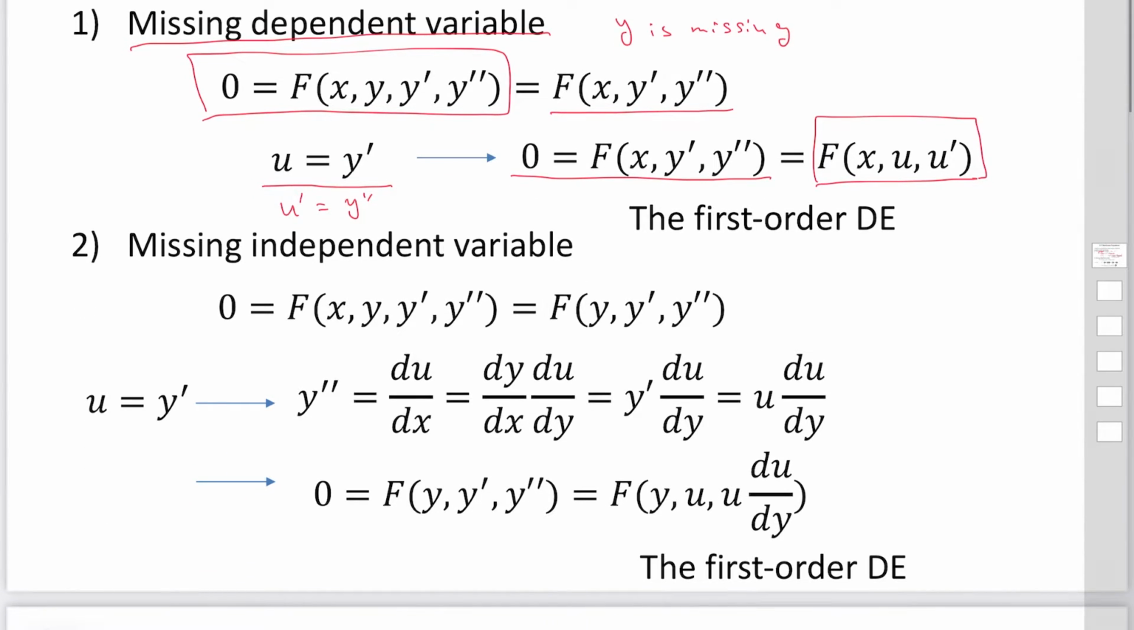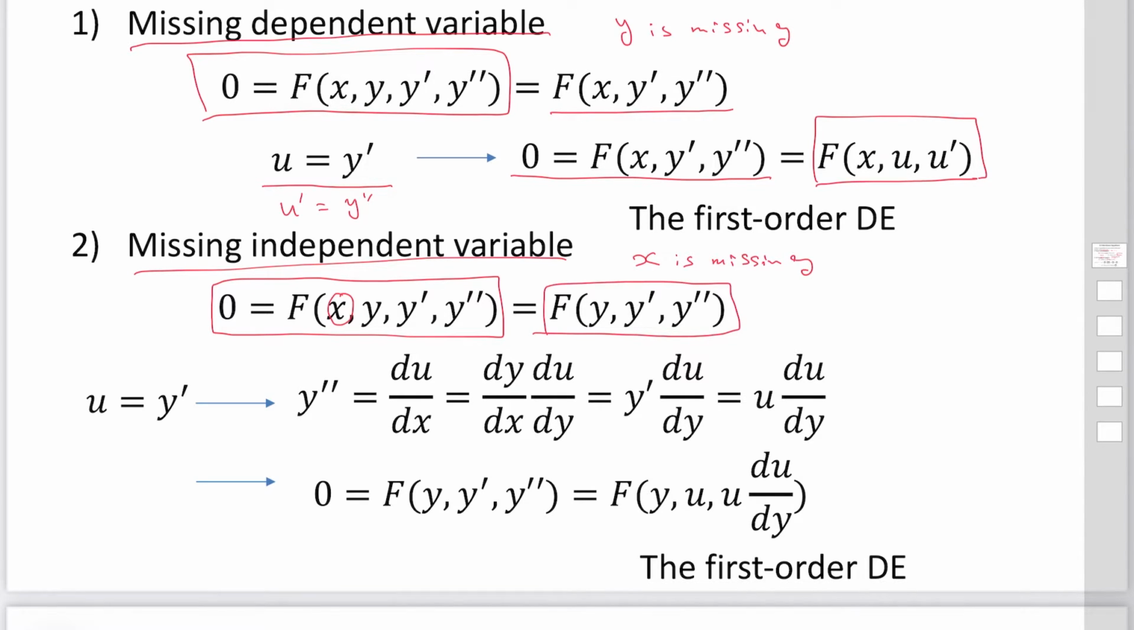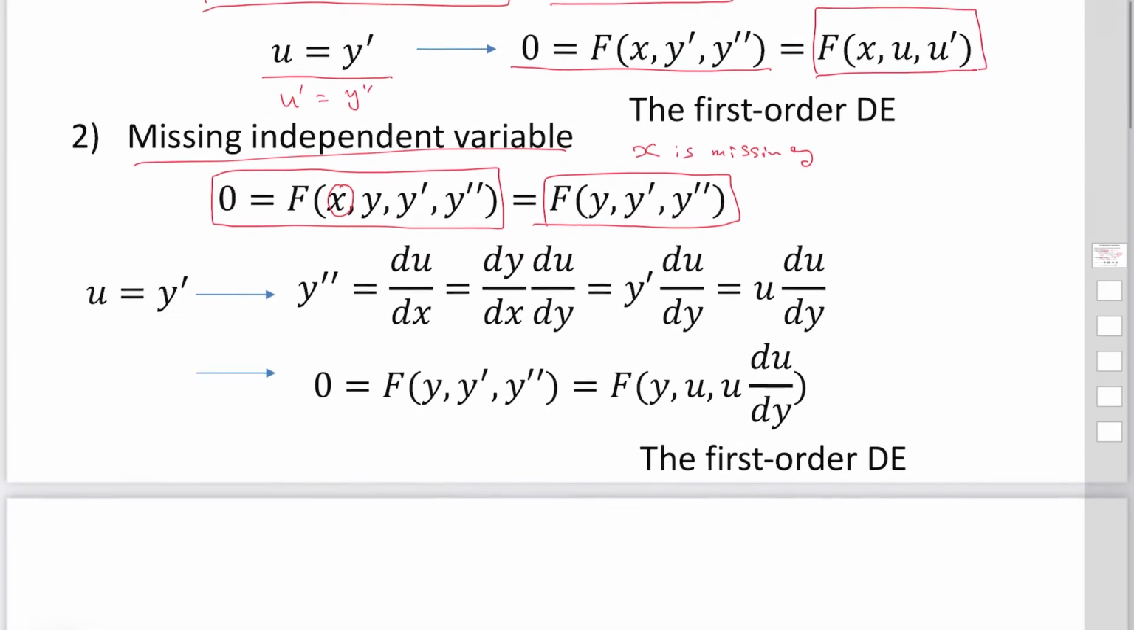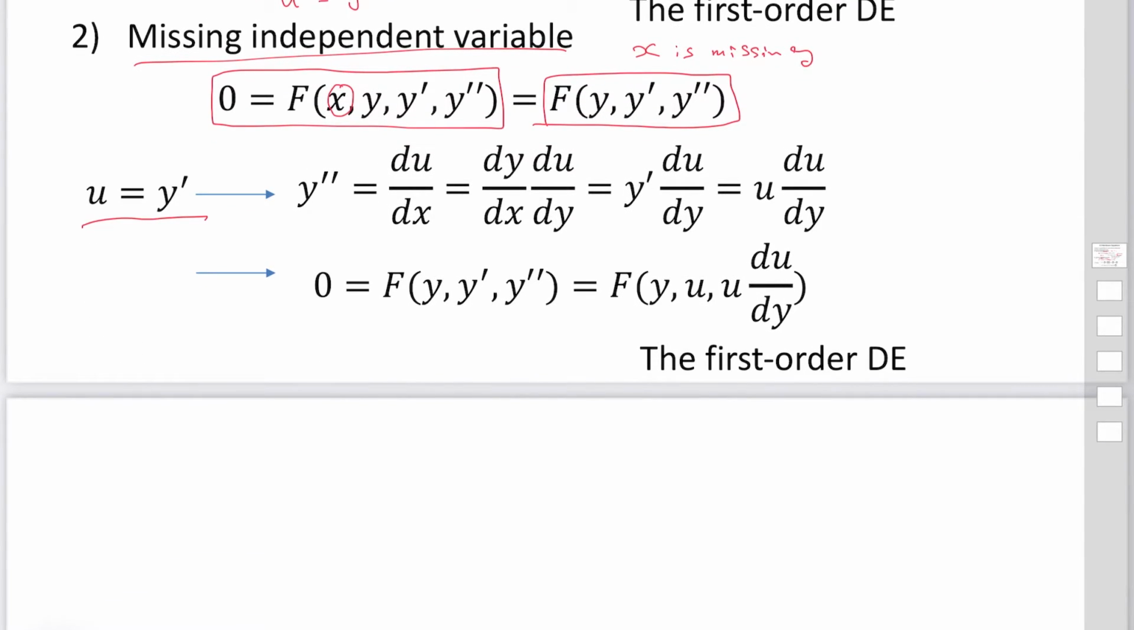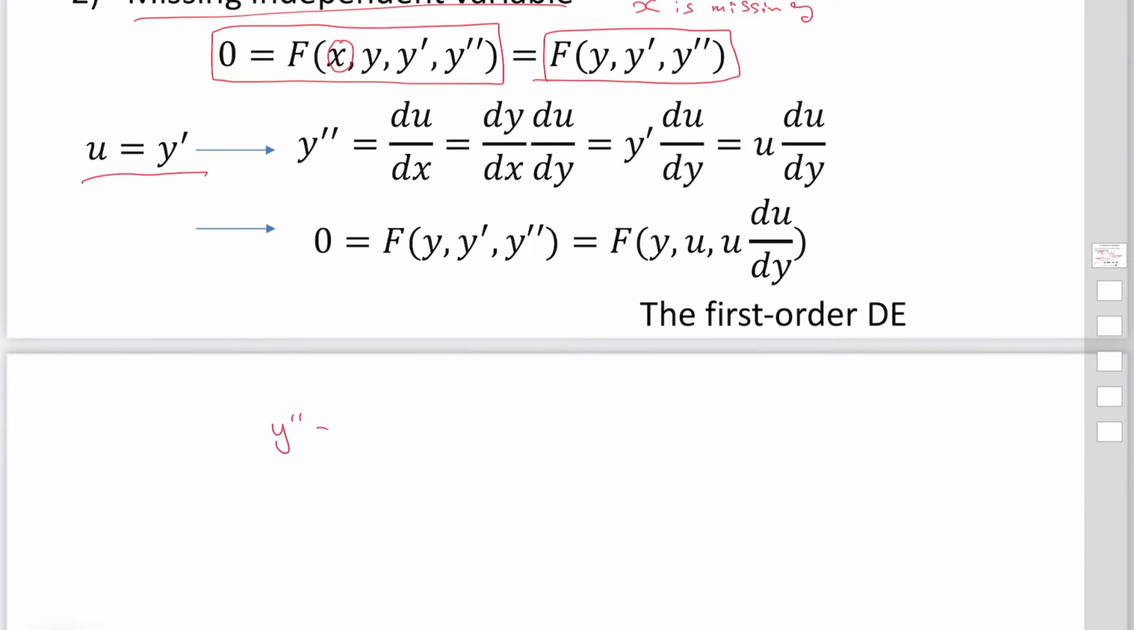Sometimes the independent variable is missing. So this is the case where x is missing. The general form of the differential equation is 0 equals F of x, y, y prime, y double prime. And this x is missing, so the form of the function is y, y prime, and y double prime. Again, we can use substitutions. u equals y prime.